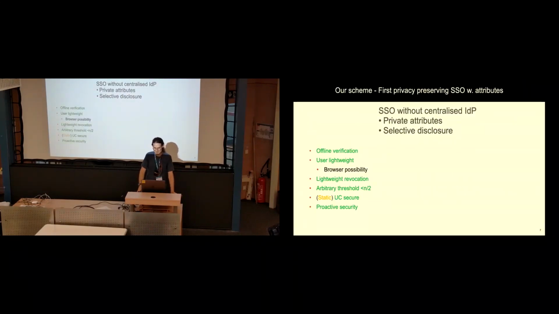So basically, what we achieve is a single sign-on without a centralized IDP, which works with private attributes and selective disclosure of information based on these attributes. On a side note, we get from this protocol offline verification. It's user lightweight, could be implemented in the browser. We have lightweight revocation, threshold security. For those who are interested in more formal security, we also prove it UC secure. The downside is we have a small amount of computation using secure multi-party computation, but this is only carried out on the server side.